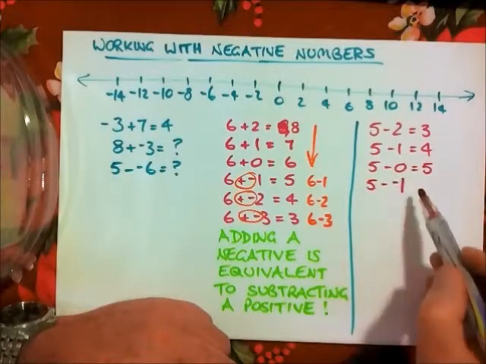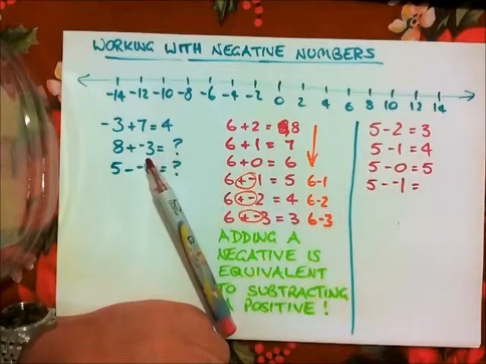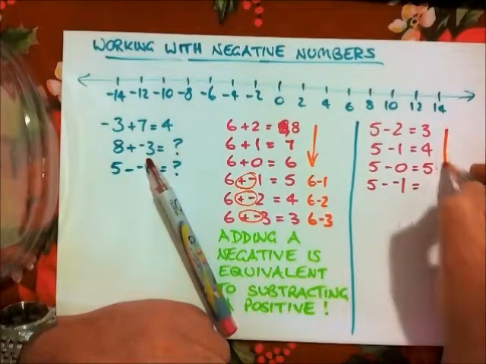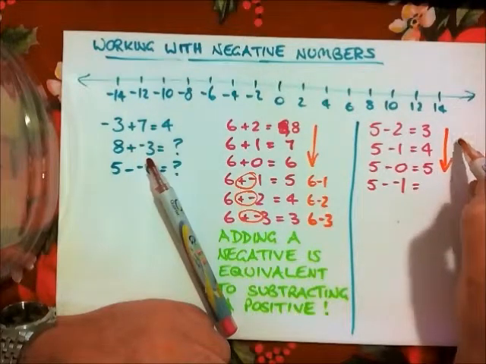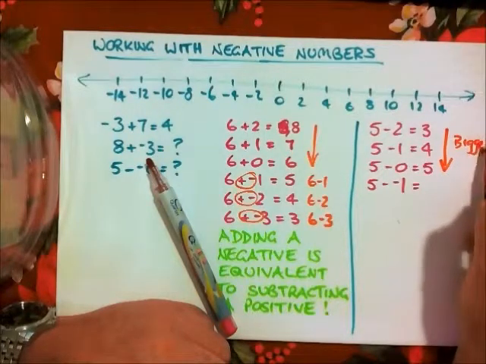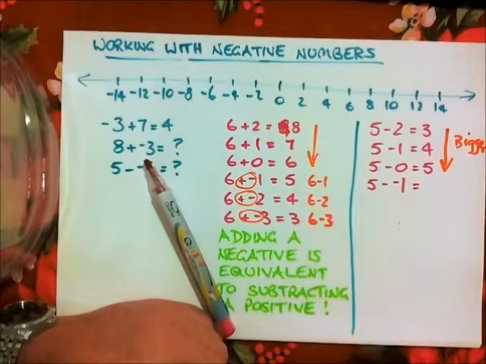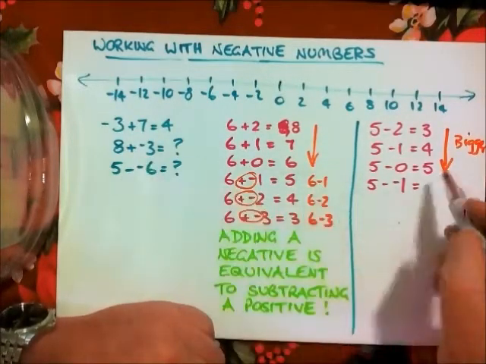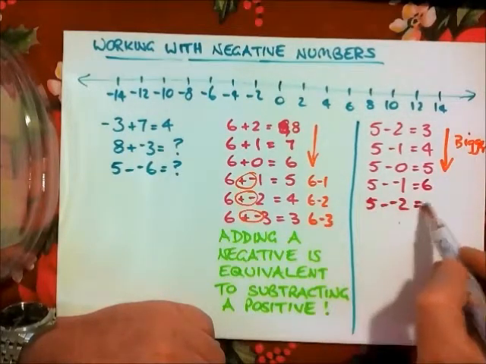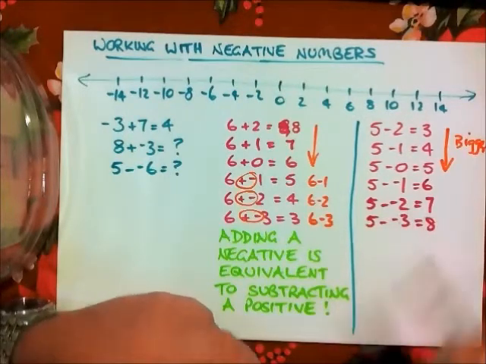So 5 take away -1. Think about it. What was the pattern? What was happening to our answer? As we changed through the questions, what was happening? It was getting bigger, bigger by 1. So this answer, 5 take away -1, has to be 6. It's weird. 5 take away -2, that has to be 7. 5 take away -3, that has to be 8.